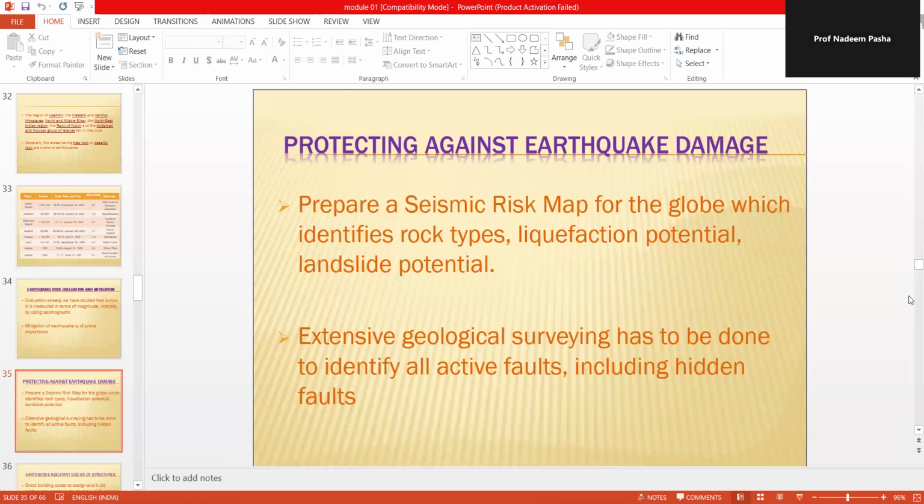Apart from this, an extensive geological survey has to be done to identify all active faults, including hidden faults. Not only do we have to calculate the amount of rocks present in that particular area, but also the number of faults present, including hidden faults.